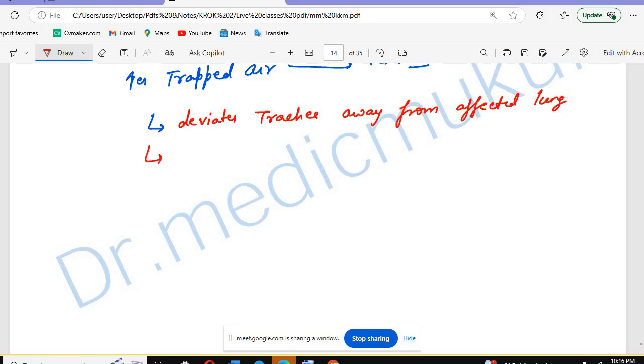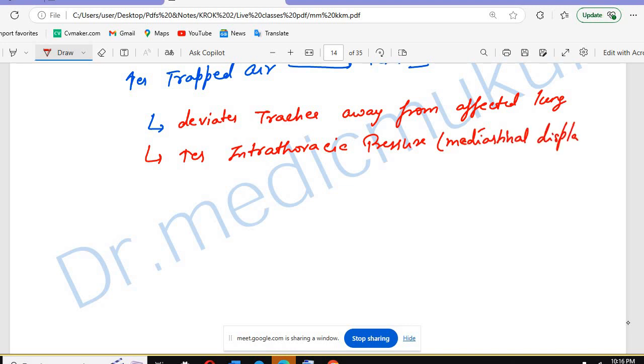If the tension is there, it will increase the pressure. So there will be an increase of intrathoracic pressure. And you know that in the thorax we have the mediastinal space. So if the intrathoracic pressure increases, it will cause mediastinal displacement.